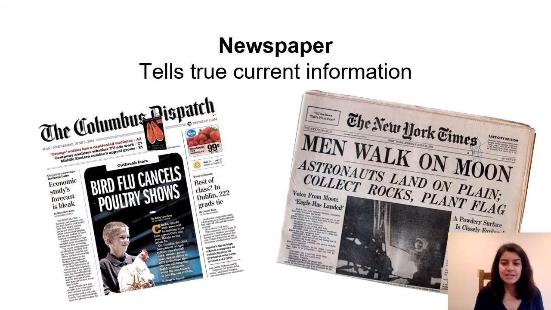This nonfiction text is called a newspaper. Have you ever seen a newspaper before? A newspaper tells you true current information. That means things that happen right now. So you've got an example on the left of the Columbus Dispatch. That tells you all about things that are happening in Columbus.